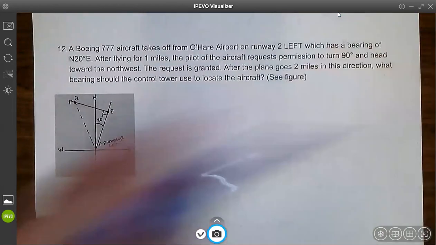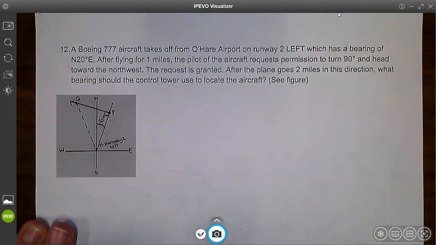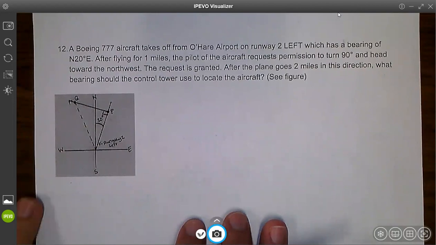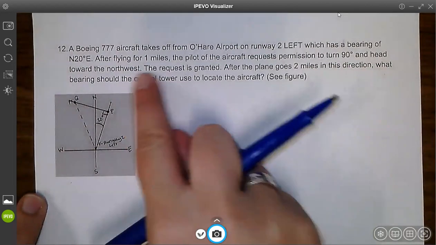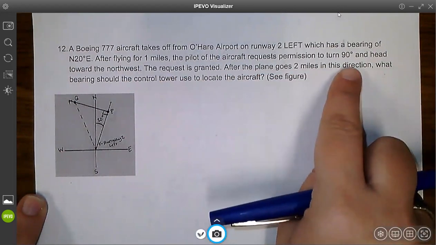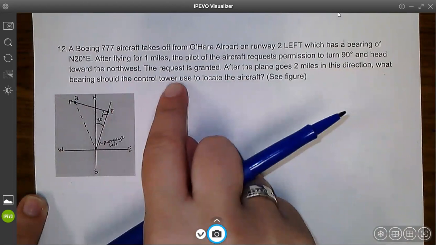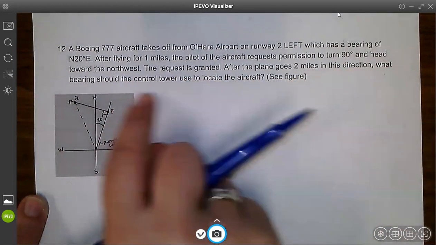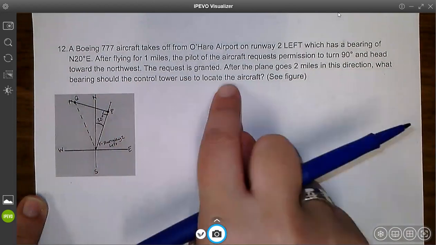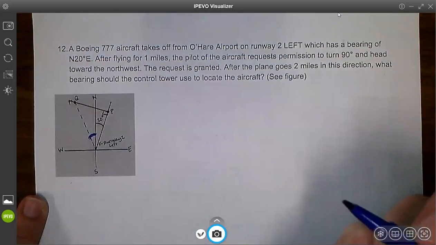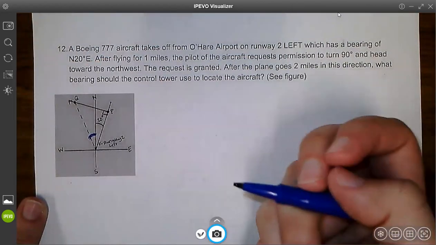A Boeing 777 aircraft takes off from O'Hare Airport on runway 2 left, which has a bearing of north 20 degrees east. After flying for 1 mile, the pilot of the aircraft requests permission to turn 90 degrees and head towards the northwest. The request is granted. After the plane goes 2 miles in this direction, what bearing should the control tower use to locate the aircraft? So basically we want to find this angle measure and write it as a bearing.